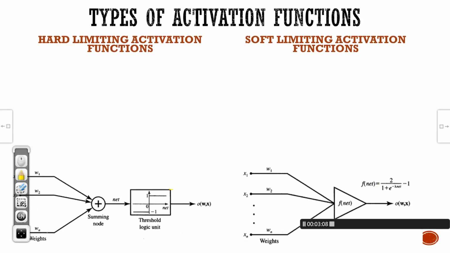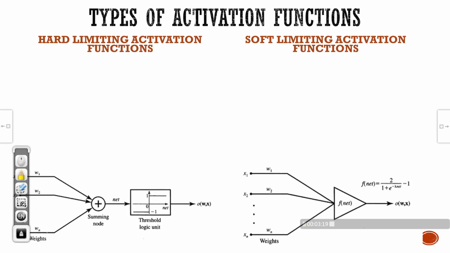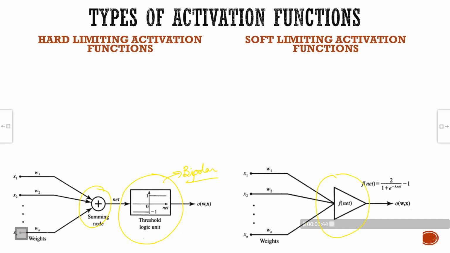These are the models shown for both the hard limiting as well as the soft limiting functions. The first part is the same, a summing node, and the second unit is a threshold logic unit function. As of now it is shown as a bipolar. Whenever this particular TLU model is shown, it is understood that it is bipolar, and in this case a continuous neuron is modeled in this particular way. If it is shown in this way, it means it is a continuous neuron.